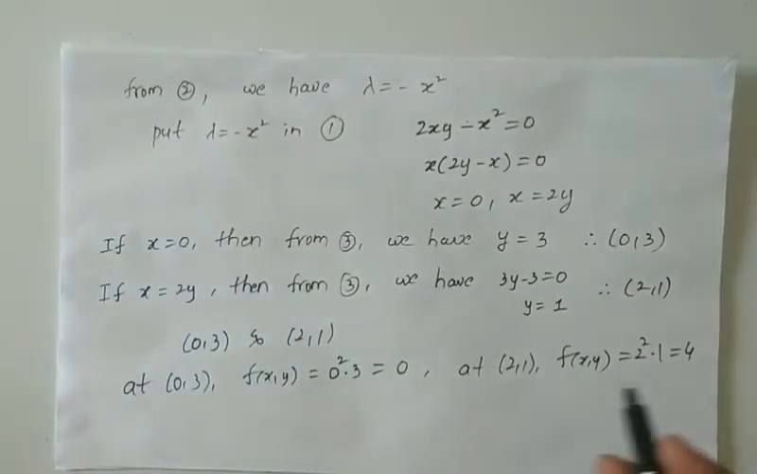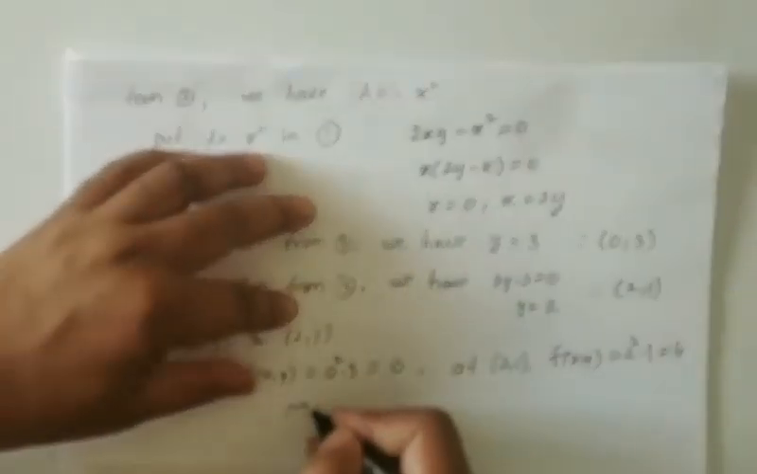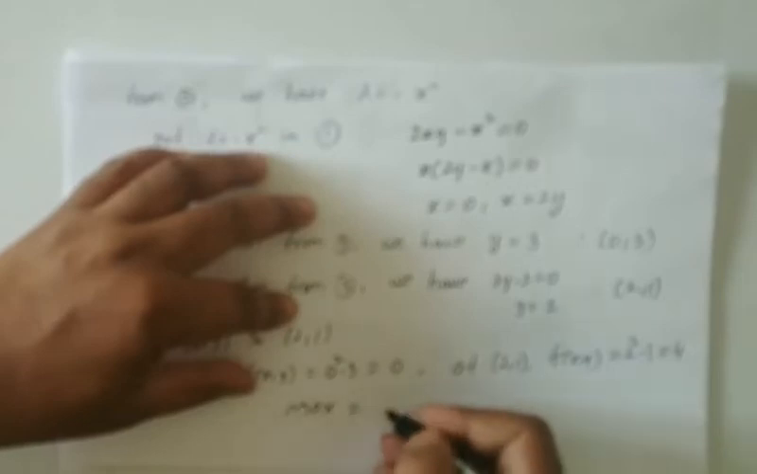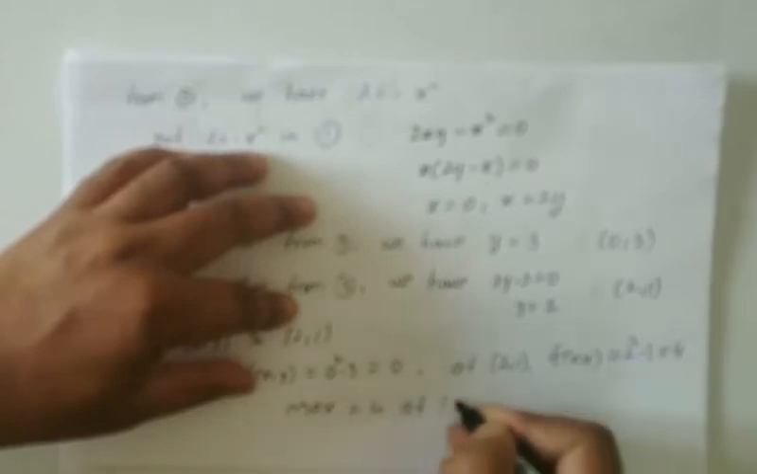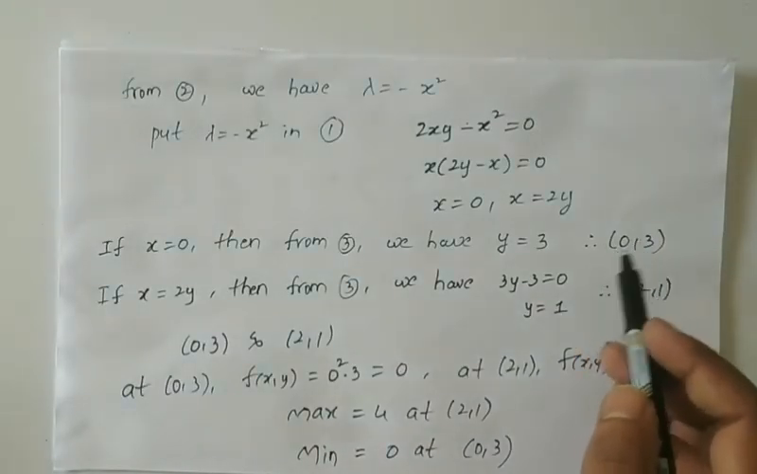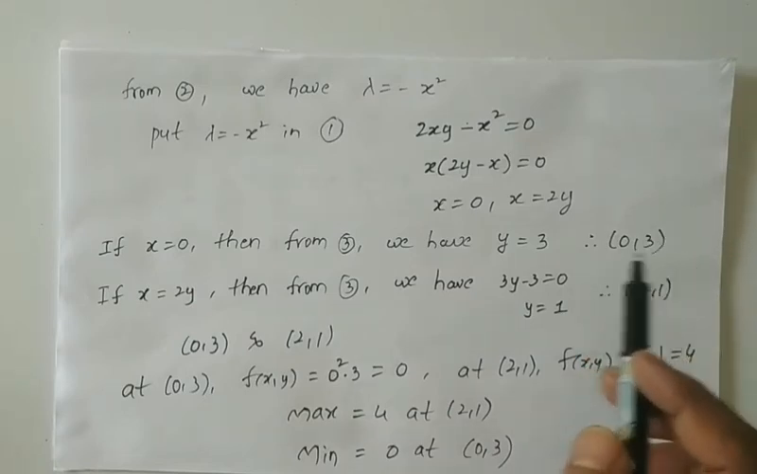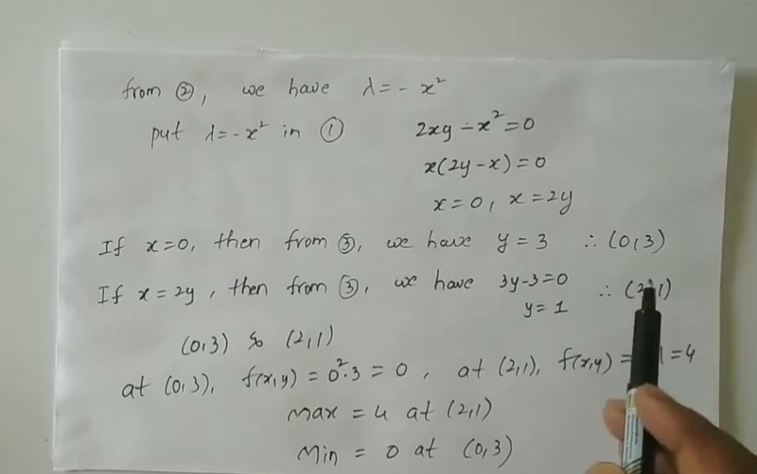So what is the maximum, what is the minimum? Maximum is 4 at the point 2 comma 1, and minimum is 0 at the point 0 comma 3. That is the answer. We have to choose the points which satisfy the constraint function only. Otherwise, don't take them.